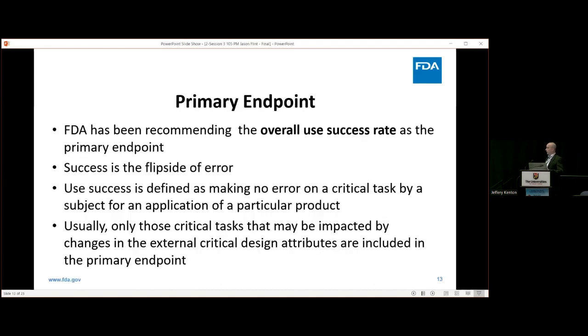In terms of the primary endpoint, we've been recommending the overall use success rate. Although mathematically, this is just 1 minus the error rate, right? Success is the flip side of the error rate. So use success here is defined as not making a critical error, not making an error on a critical task by a subject for an application of a particular product. And usually only those critical tasks that may be impacted by the changes in the external critical design attributes are included in that primary endpoint.